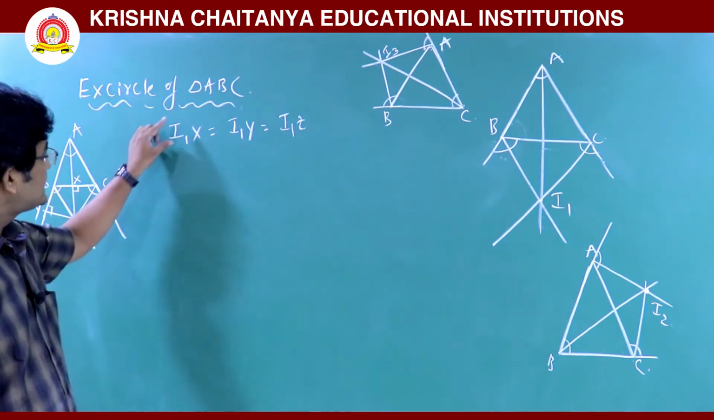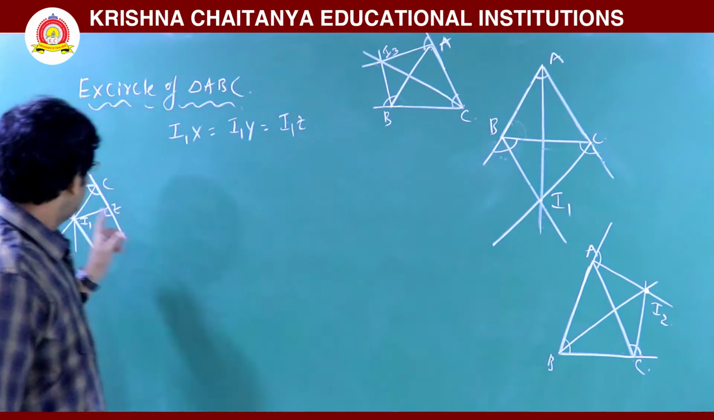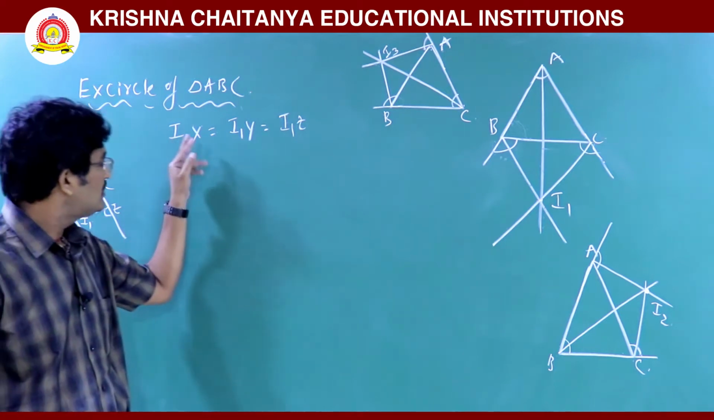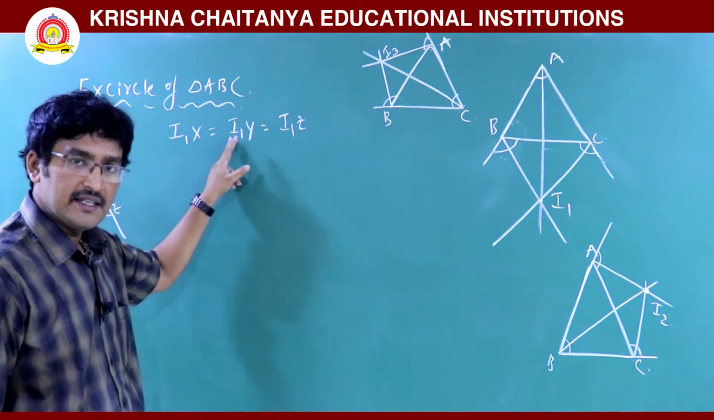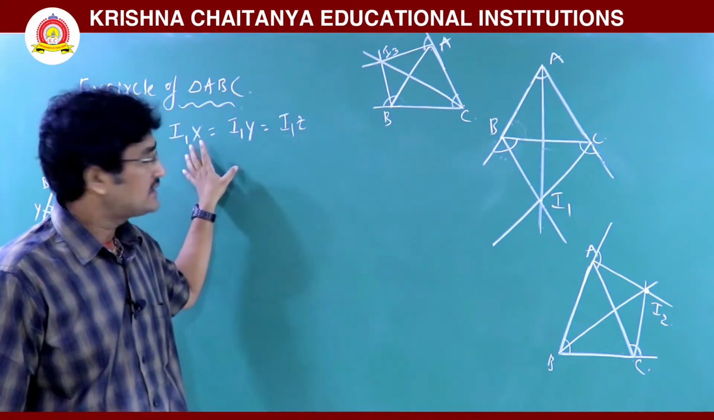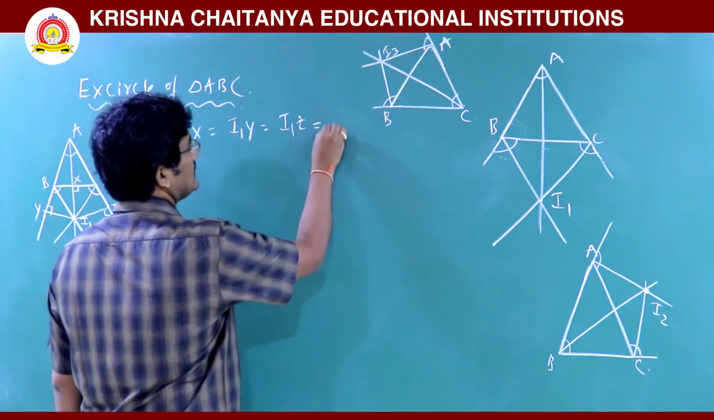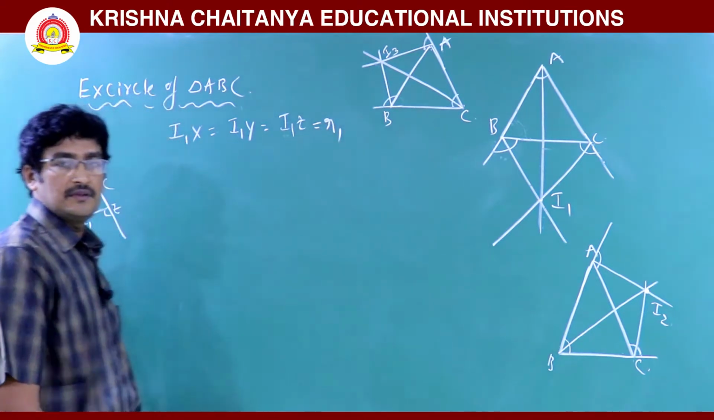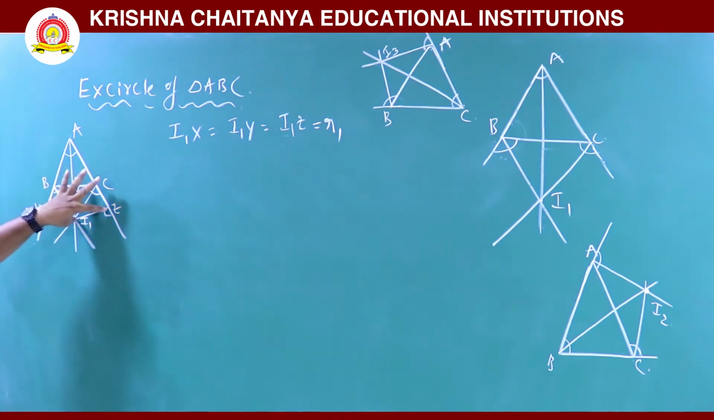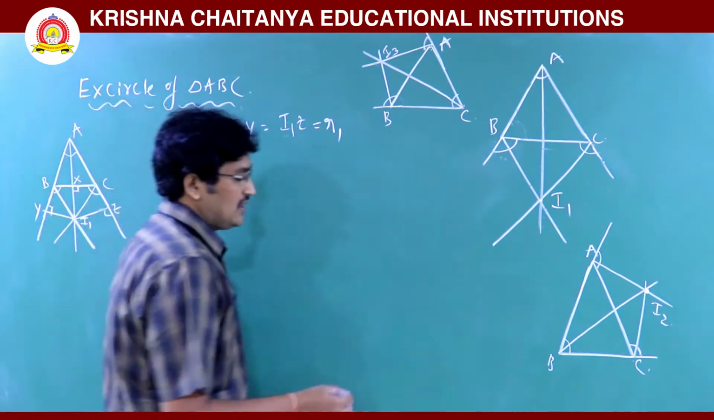What is the meaning? I1 is the excenter opposite to A. That excenter is equidistant from the three sides of the triangle. The distance from I1 to one side is equal to the distance from I1 to the second side, which is equal to the distance from I1 to the third side. These are the same distances: I1X equals I1Y equals I1Z. Let it be, in general, R1. That means this length is R1, this length is R1, this length is R1. I hope you understood.